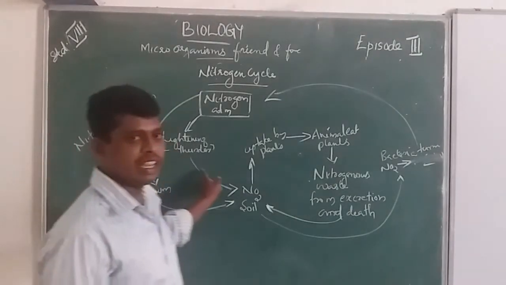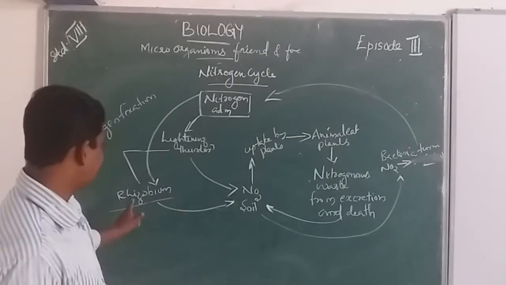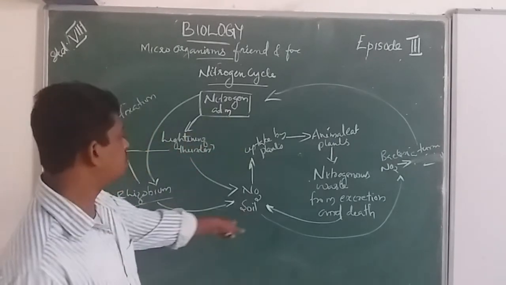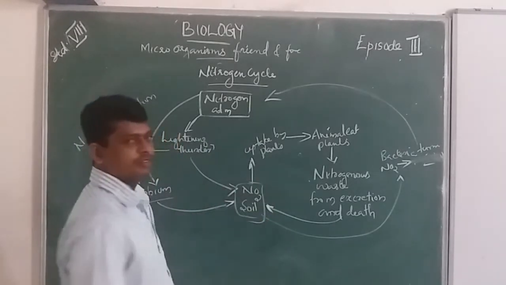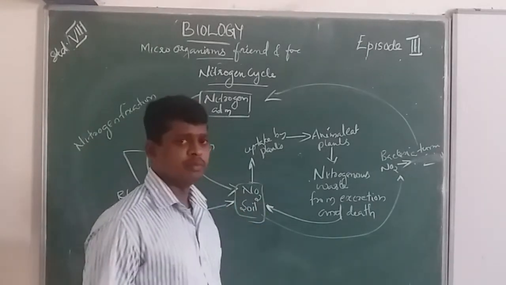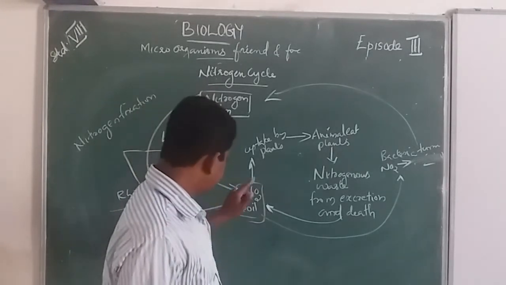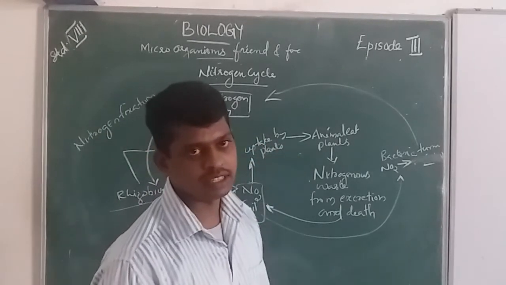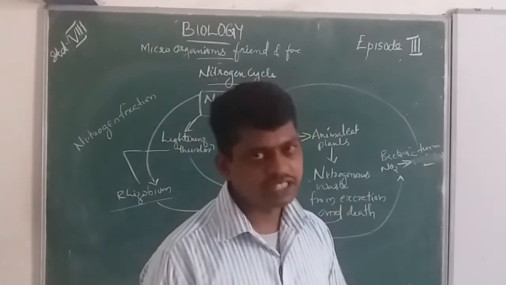The first one is lightning and thunder, and the second one is bacterial action, that is the bacteria rhizobium. Then atmospheric nitrogen is converted into soil nitrate. This is the first stage, that is nitrogen fixation. Then at this time, nitrogen in the soil is in the form of nitrate. The nitrate is uptaken by plants for growing, for plant activities.